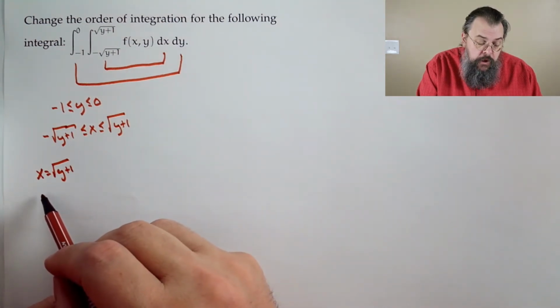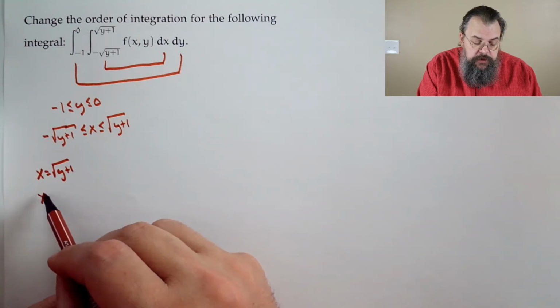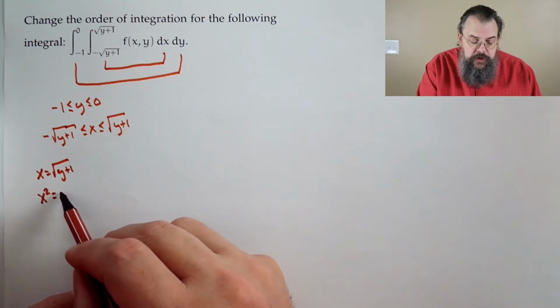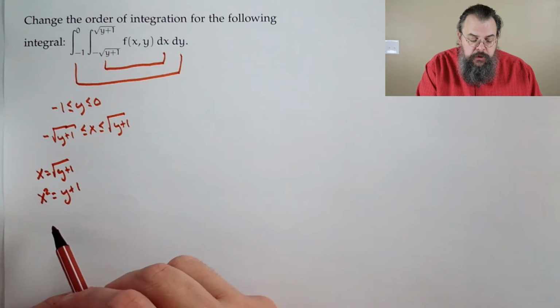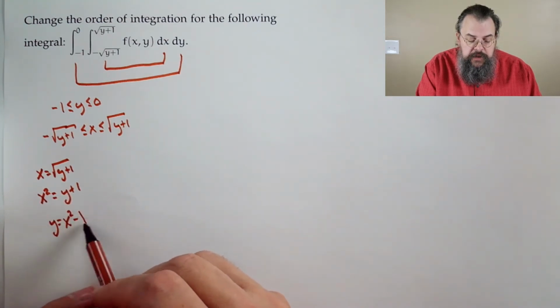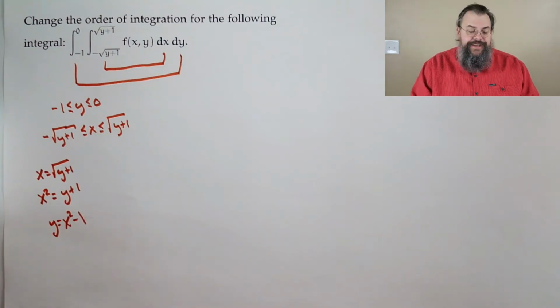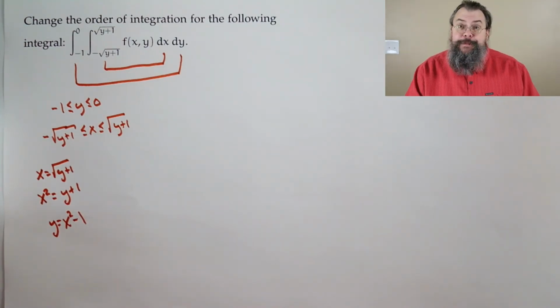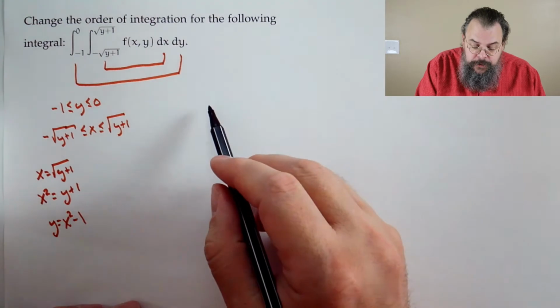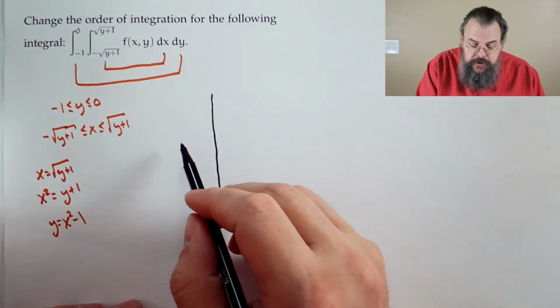Well, one way we could do it is we get rid of the square root. So you could say that's x squared equals y plus 1. Or we could say, hey, that's y equals x squared minus 1. Oh, okay. All right, I'm feeling pretty optimistic here. So what do we see?